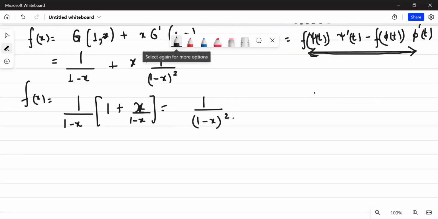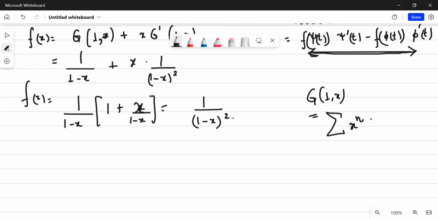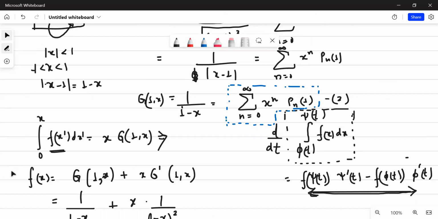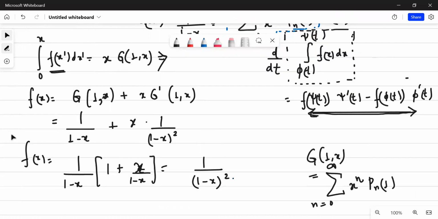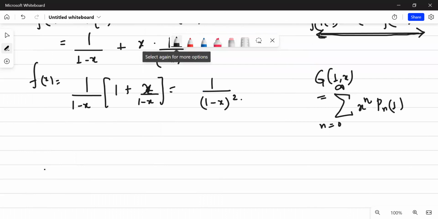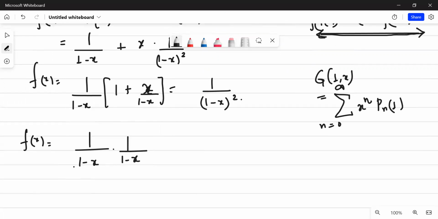So मैं यहाँ लिख दे रहा हूँ, देखो g(1, x) क्या हो जाएगा. I think it is given as summation x की power n, and then I'm saying क्या था वो, शायद p(n, 1) था, एक बार और चेक कर लेंगे, n equal to 0 से infinity, ठीक है, राइट? x की पावर n, p(n, 1) था, राइट? सो अब देखो, 1 minus x, एक काम करते हैं, f(x) को लिख देते हैं 1 minus x into 1 minus x, राइट? और 1 minus x क्या हो जाएगा, it will be summation x की power n, p(n, 1) मानते हो.